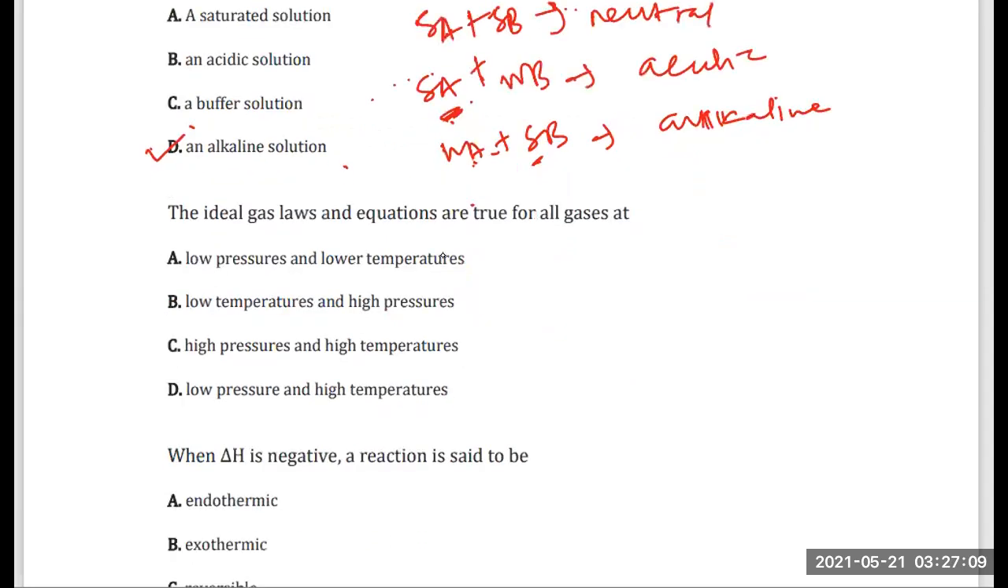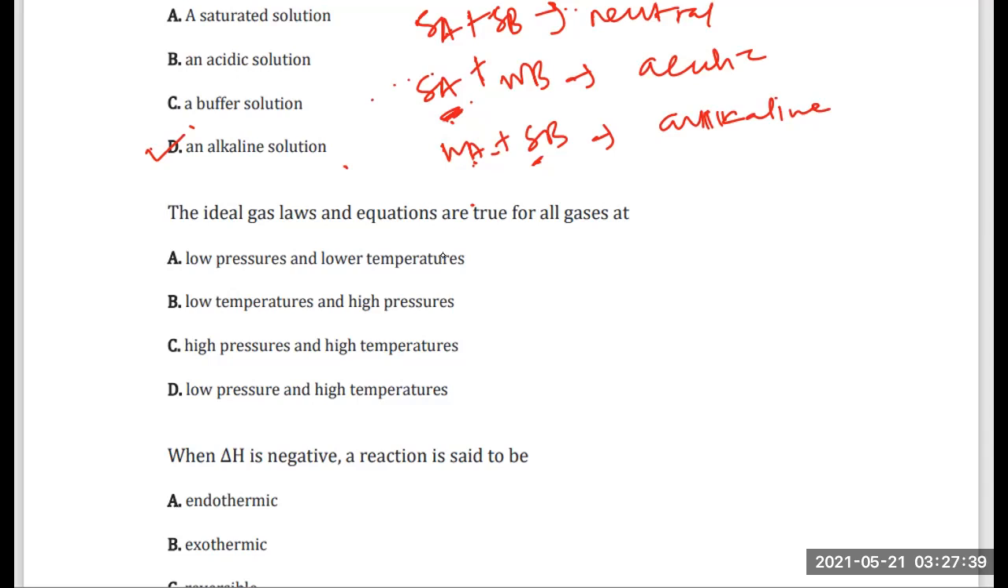The ideal gas law and equations that are true for all gases at what? Okay, so we know that at high pressure, gases tend to condense back to liquid. That's at high pressure. When you put high pressure, they condense back to liquid. And we know that at very low temperature, of course, gases will turn to liquid, and if the temperature is lowered further, may even turn to solid.